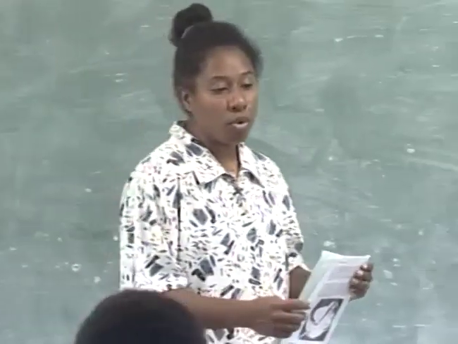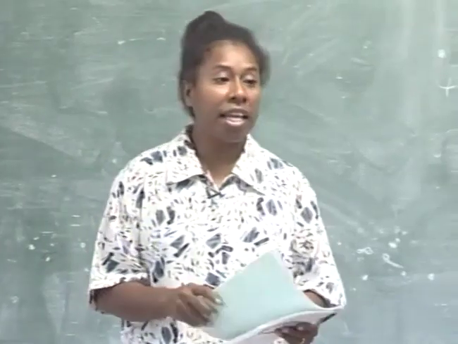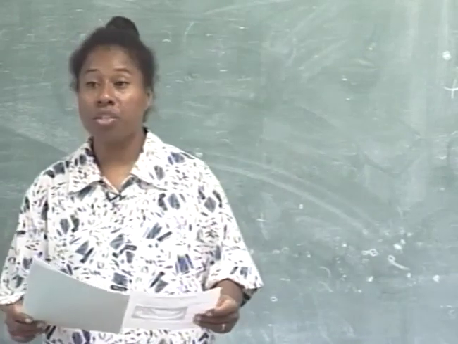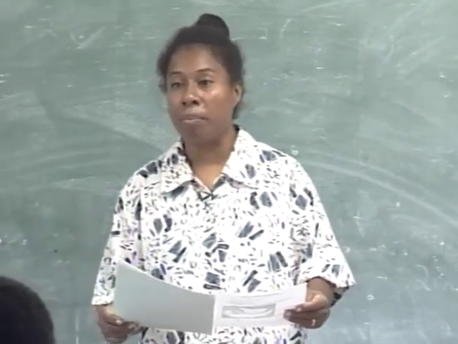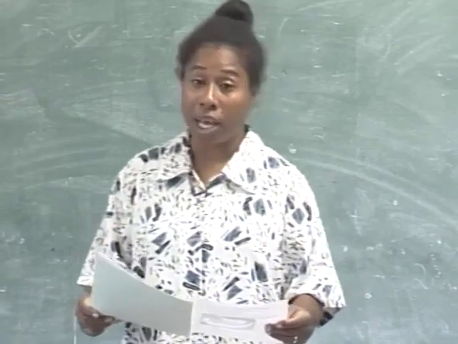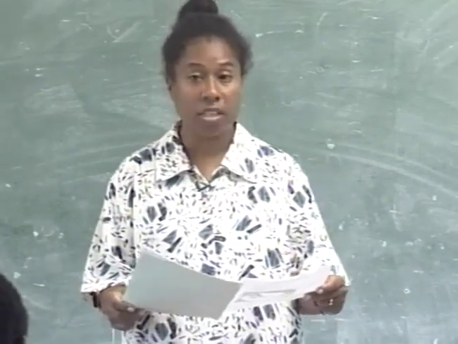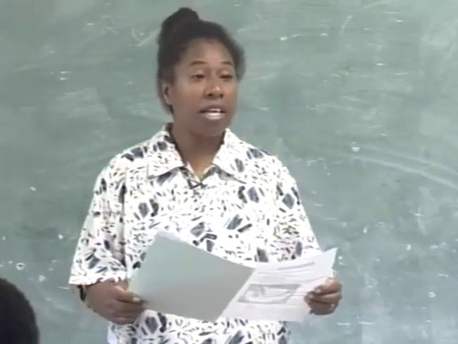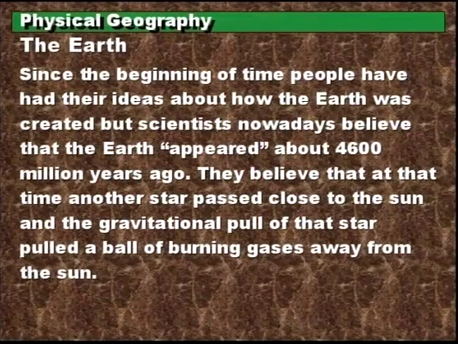The information from our booklet now gives us an idea about our planet Earth and also the zoning of the main elements within our planet Earth. So let's look at the information from the book, and we'll go through that together so that you can complete the 2 exercises which are given at the bottom of that page. The Earth. Since the beginning of time, people have had their ideas about how the Earth was created. But scientists nowadays believe that the Earth appeared about 4,600 million years ago.